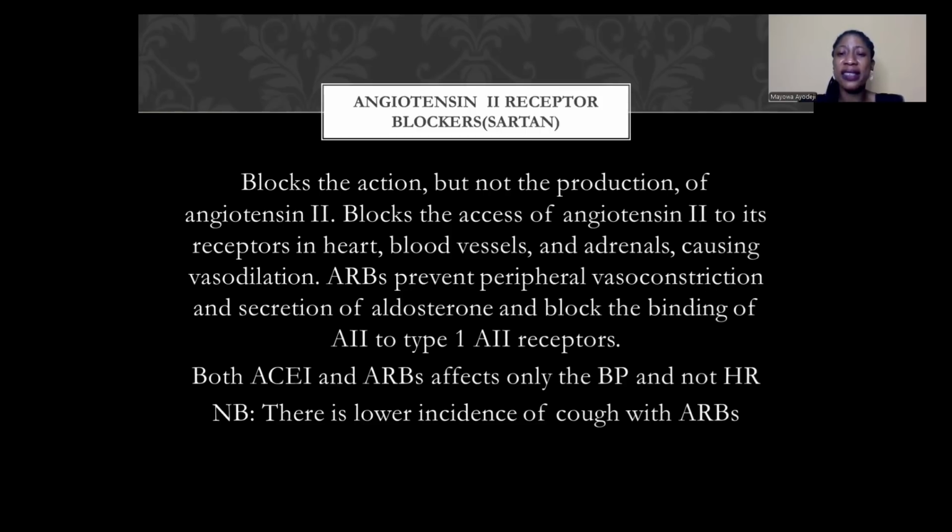So it blocks the access of angiotensin II to its receptors. Angiotensin II being a vasoconstrictor, it has its receptors in the heart, in the blood vessels, and the adrenals. It blocks the access of angiotensin II. And once angiotensin II is blocked, being a vasoconstrictor, what will happen? There will be vasodilation and blood pressure will come down. So ARB prevents peripheral vasoconstriction and secretion of aldosterone.